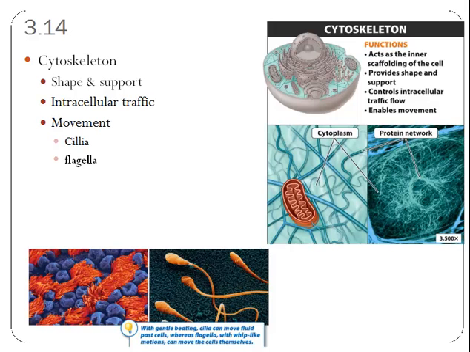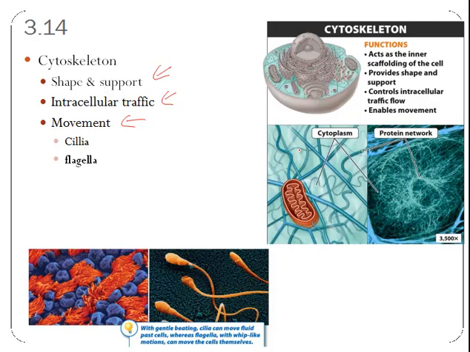Next organelle is the cytoskeleton, and the cytoskeleton is a fairly diverse group of different filaments made up of protein inside the cell. It gives shape and support to the cells. It also helps to move stuff around, both inside the cell, intracellular, and move the cell itself. So for shape and support, it just forms a network of fibers that connect to organelles and hold everything kind of in place and keeps the shape.